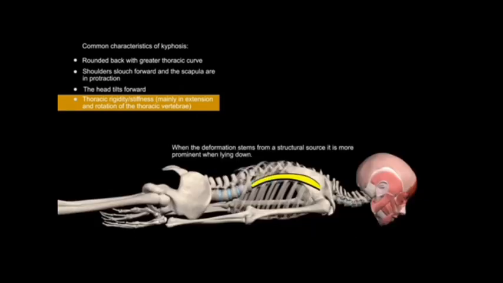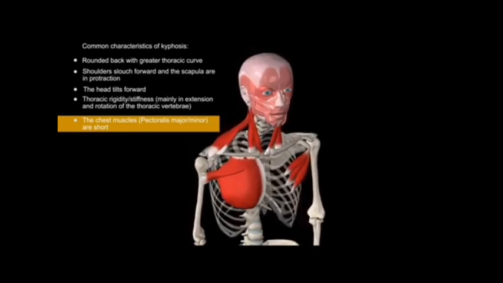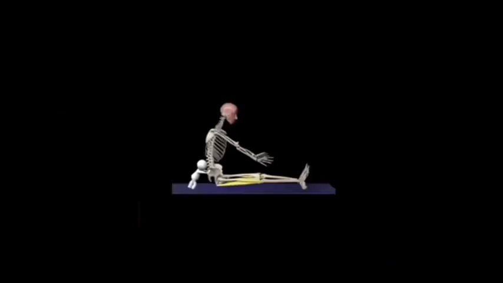When the deformation stems from a structural source, it is more prominent when lying down. The chest muscles, pectoralis major and minor, are short. Short hamstrings.